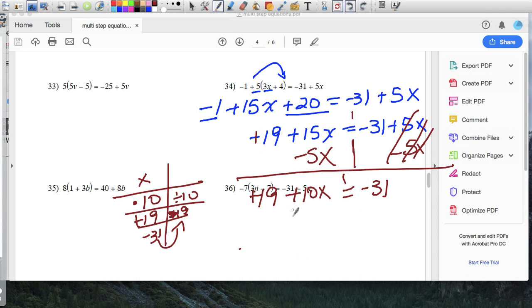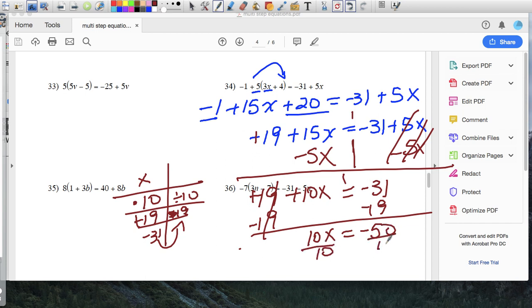It's not plus 19, but instead it's minus 19 and minus 19. These go out. 10x positive comes down, and negative 31 and negative 19 is negative 50. Divide both sides by 10, and x equals negative 5.